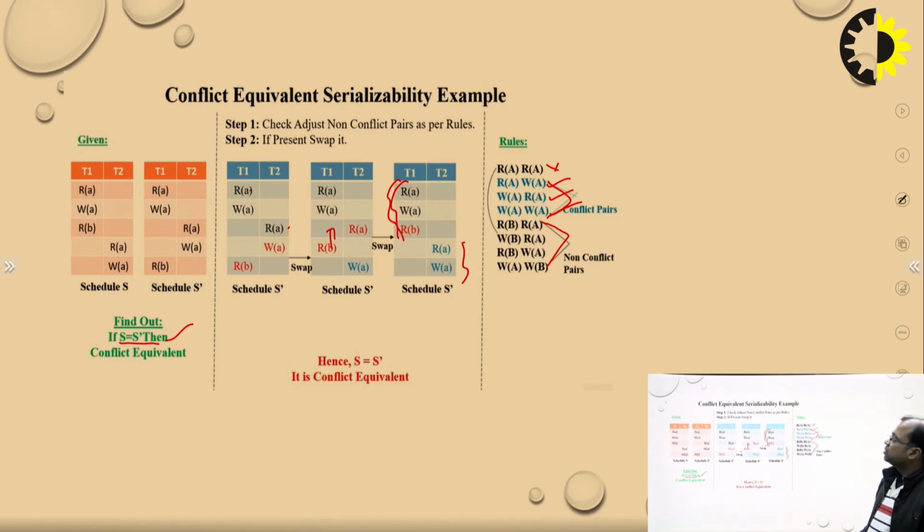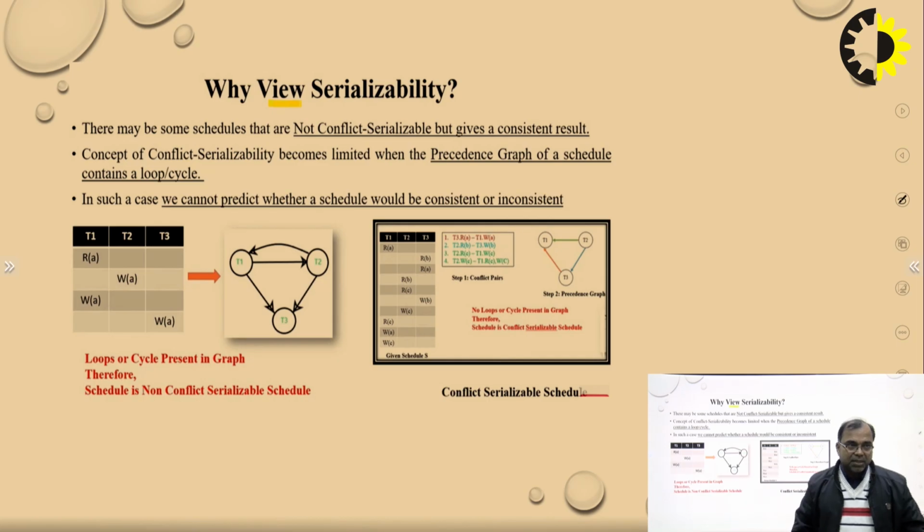So, conflict equivalent serializability. In this example, we can check how we convert this to a conflict equivalent schedule. Clear? By swapping of these transactions. Clear? Next is view serializability.